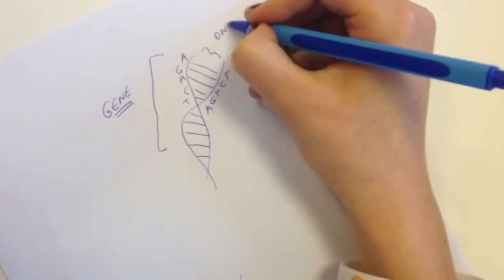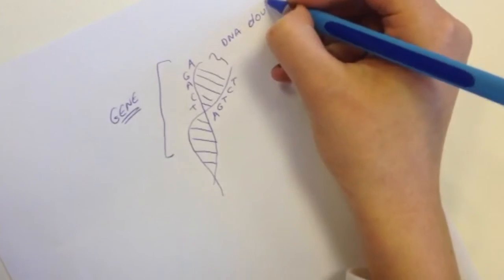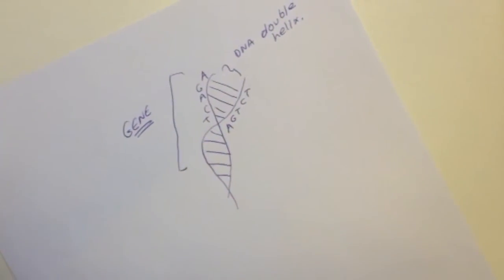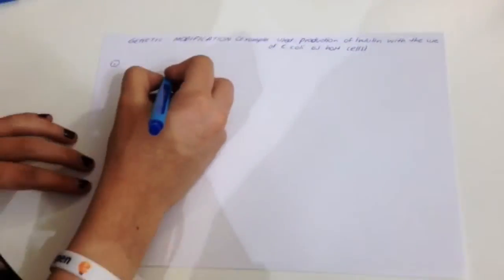Organisms that have genes transferred to them are called genetically modified organisms. The process of transferring genes is called genetic modification. So now let's go through the steps of genetic modification. In this case, I will be using the example of the technique used to produce insulin, where E. coli bacteria is used as a host cell.